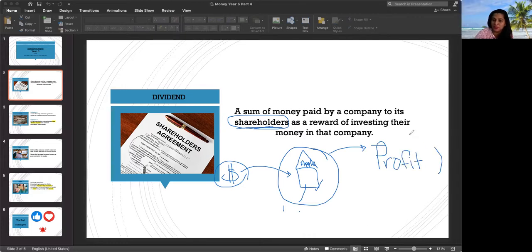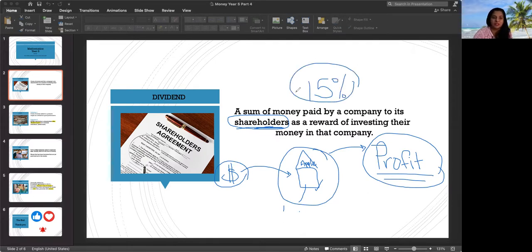Apple will declare, this is our profit for the year. We have made this much of profit. With this profit, we are now going to pay our shareholders this much of percentage. Maybe Apple says, we are going to pay our shareholders 15% dividend. So dividend is the sum of money paid by a company to its shareholders as a reward for investing their money in that company. Do you understand?